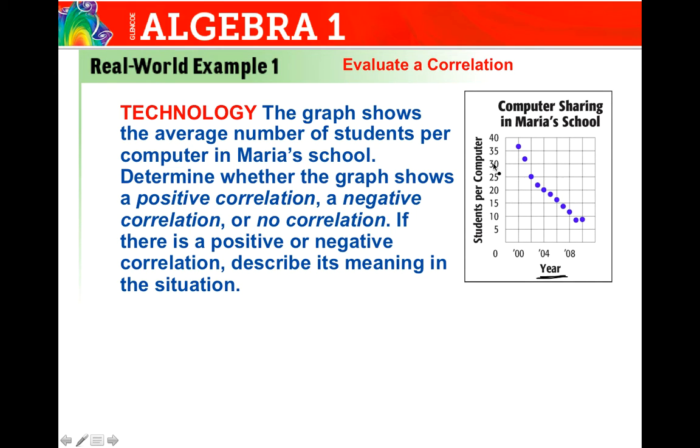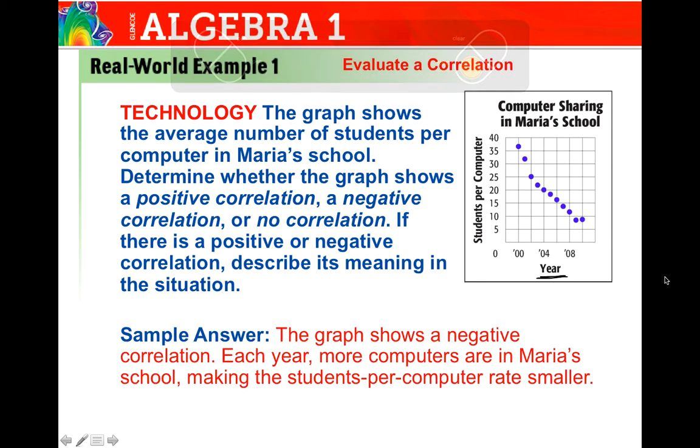So what kind of correlation would this show? So we look at the trend from left to right and what this would look like. So a sample answer for this would be the graph shows negative correlation. Each year more computers are in Maria's school, making the students per computer rate smaller.